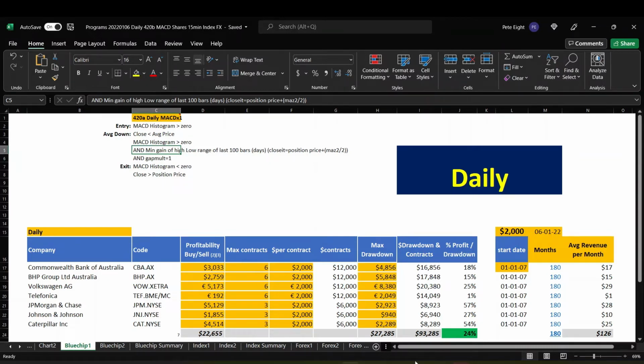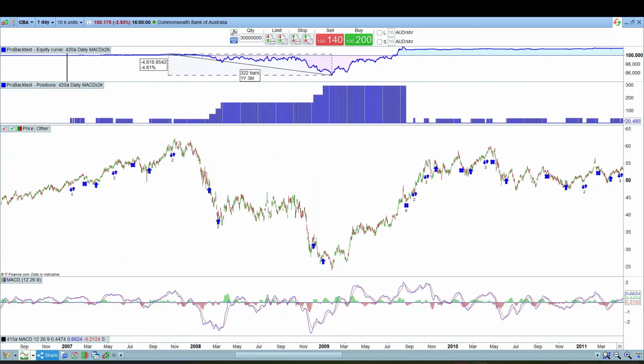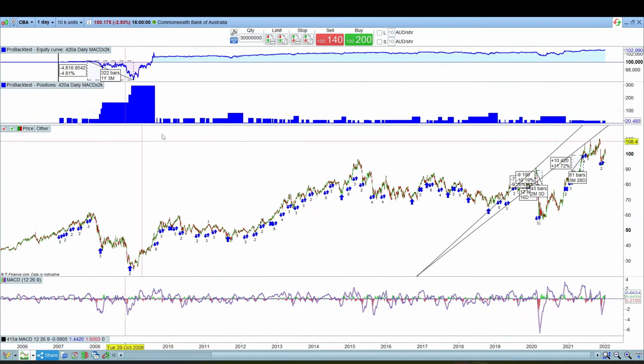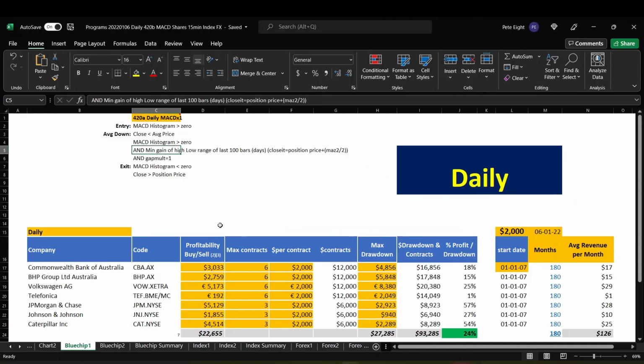But again, in the CBA's example, from the start of 2007, that was the biggest impact we would have had on CBA. That would have been 2 contracts, 2, 2, 2, 2, 2, 3, 2, 2. All the others would have been single $2,000 lots. So again, that was an example for CBA. I won't go through all these other charts, but just an example of how that works.